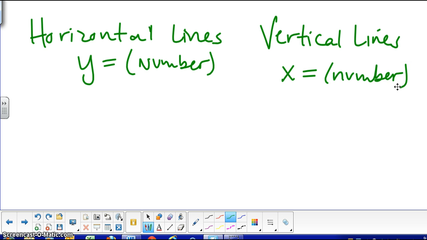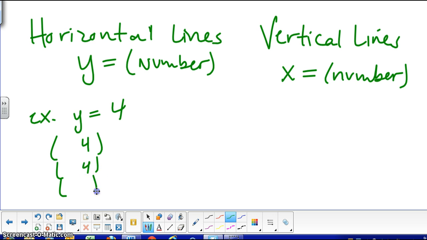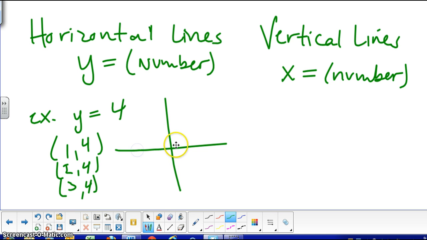Okay, so when you are graphing y equals, for example, y might always equal 4. What that means is all the ordered pairs will have a y value of 4. So you can plot all those points, and whatever number you want to put in for x. So when you plot 1, 4, and 2, 4, and 3, 4, and 4, 4, you're going to end up with a horizontal line. And that's why it ends up being y equals.